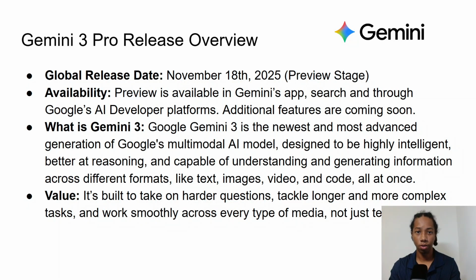So Gemini 3 was released on November 18th, so 2 days from when you're watching this video right now. So it's known at the moment as a preview version and is available through the Google AI Studio, as we just saw, as well as Google developer pages.